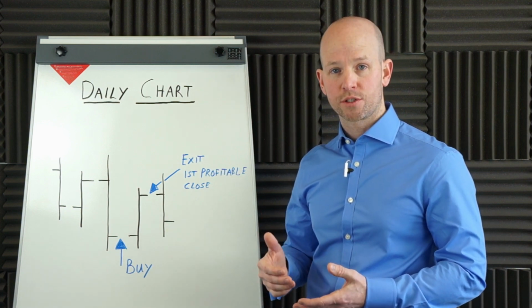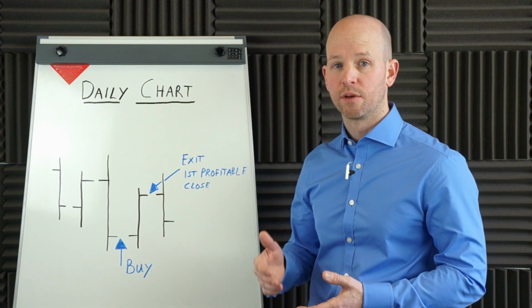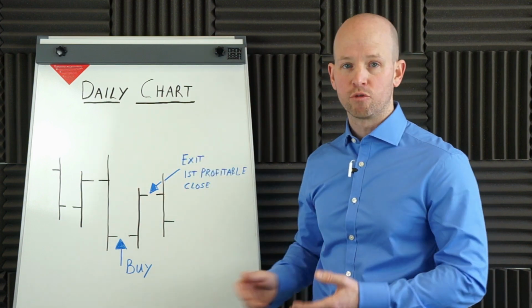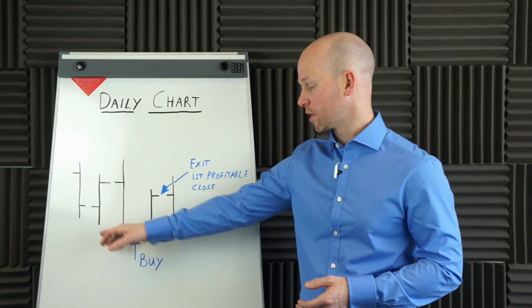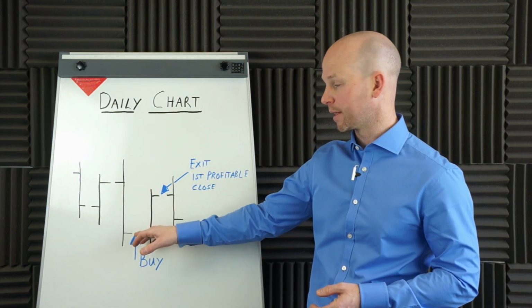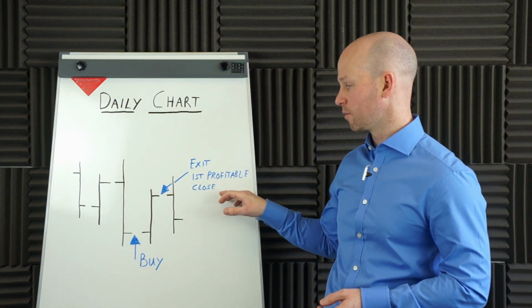Set your charts to Eastern Standard Time, which is sort of New York time, so then the daily bars will be drawn exactly correctly. So we've seen the outside bar, we've got a close which is lower than the previous low, then we buy immediately. The exit is when we see a first profitable close.